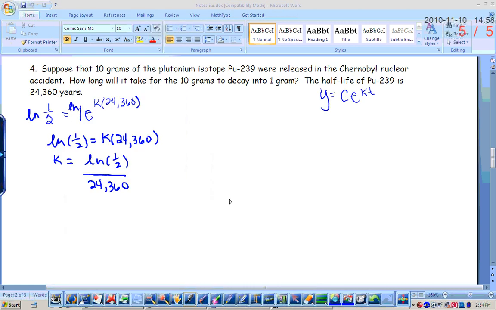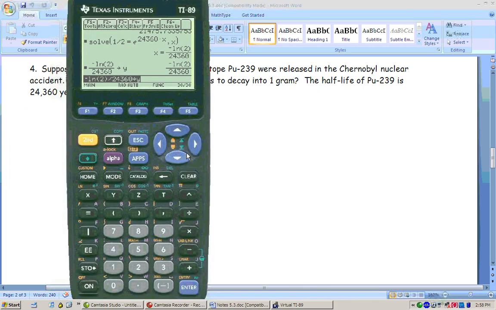Okay, let's go back to the actual problem. So now I've found k, and actually it would also be helpful if, when you find k, you'd give me a decimal approximation for it, just so I know that you're on the right track. So I'm going to take that answer and do diamond, enter. So negative 2.845 times 10 to the -5.